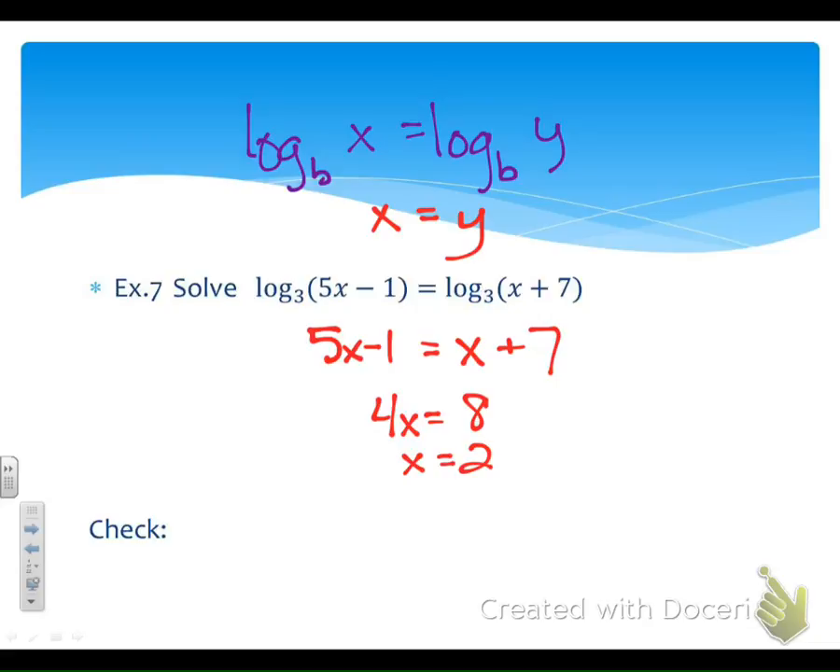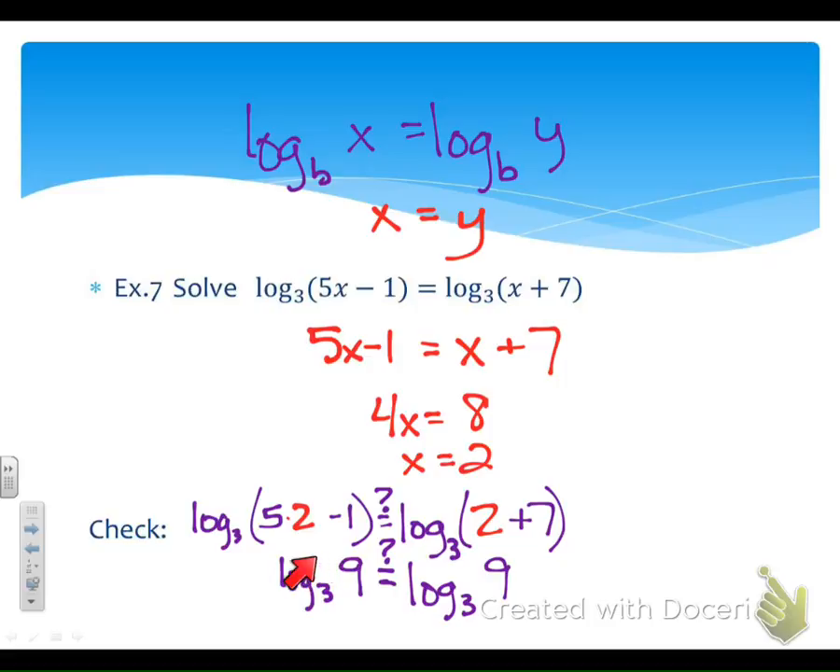When we check, we're going to plug in 2 wherever we see x. So we have log base 3 of 5 times 2 minus 1. And we're asking ourselves, I'm going to keep this question mark, because that's where the question happens. Is it equal to log of 2 plus 7? So after simplifying the parentheses, well, yeah, the left side actually does equal the right side. This does check.